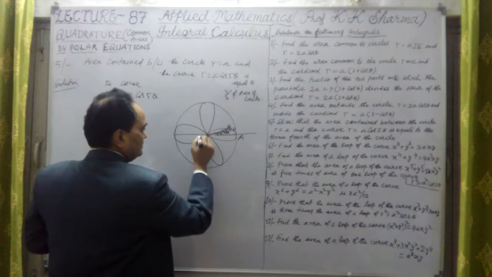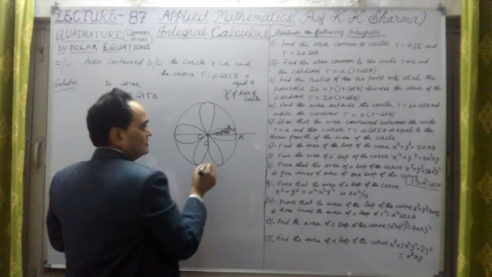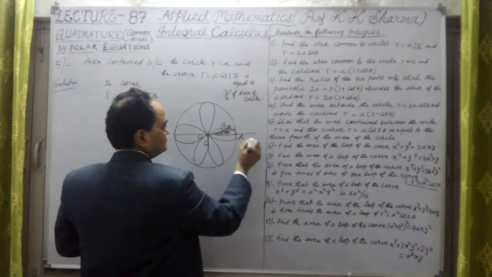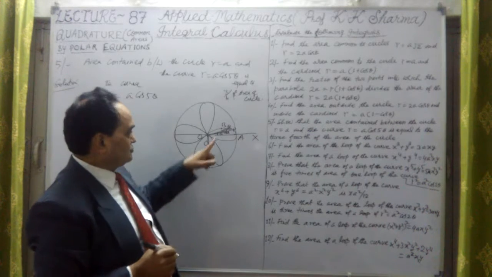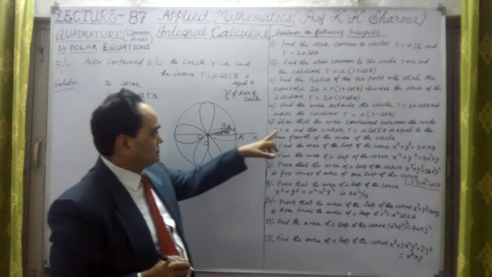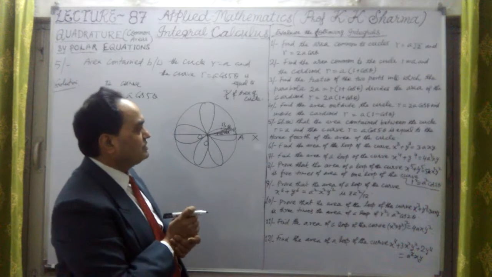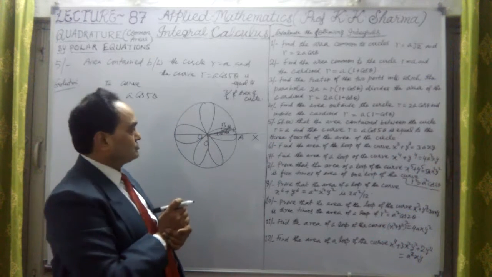Let me take A here, O, A, and let this be B here. This is the x-axis, the initial line. What is the area of one loop? This is so that the area contained between the circle r equal to a and the curve is equal to this.